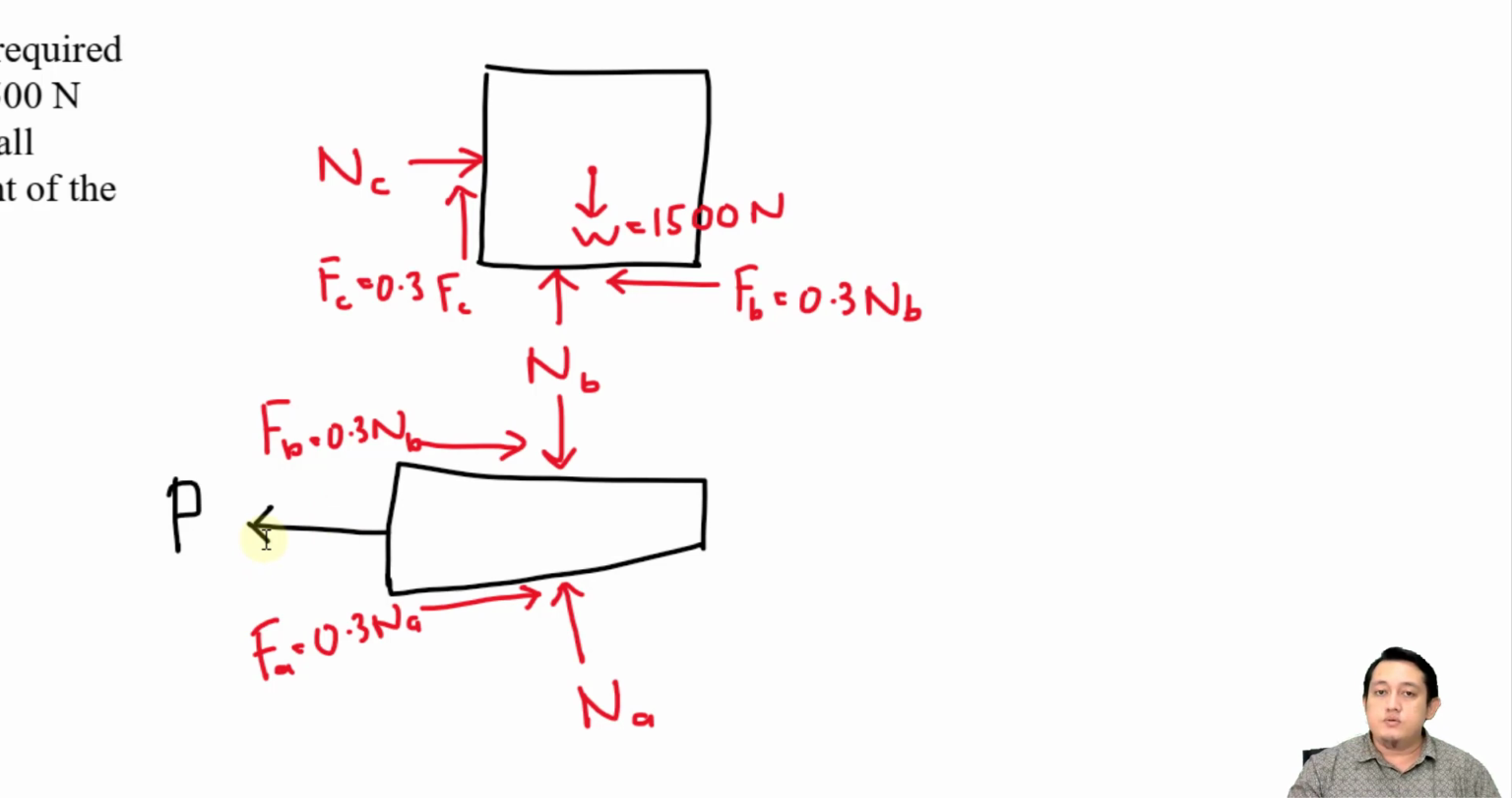If we write down the force equilibrium equation of this wedge, we cannot find P because all of these values are unknown, and NB and NA are unknown. So we must start from the part that has a known value, which is the crate. Because we have the weight, 1,500 Newton, if we do force equilibrium, total of force equals 0, then we can find the value of NC and also NB.